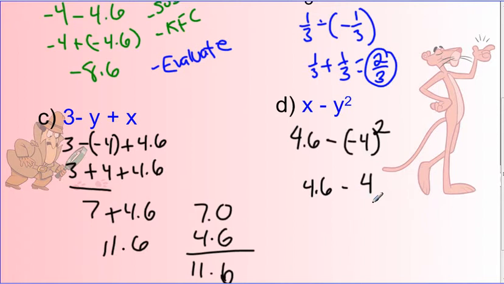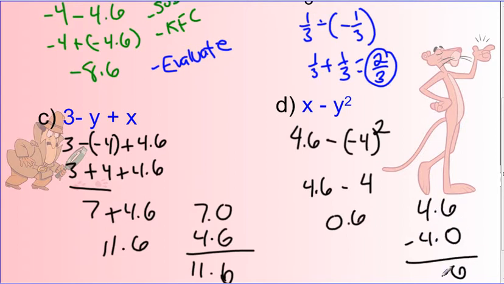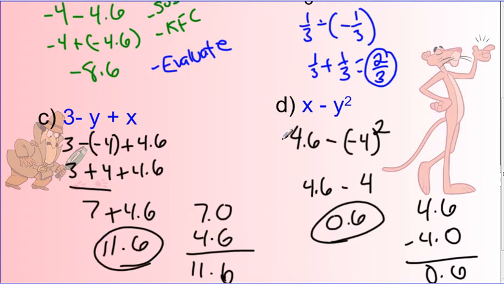Let's get to it. 4.6 minus 4.0 is going to be 0.6. And if you want proof, minus 4.0, subtract: 6, subtract 0. Yeah, keep the sign of the bigger number, it's positive. There we go. Okay.